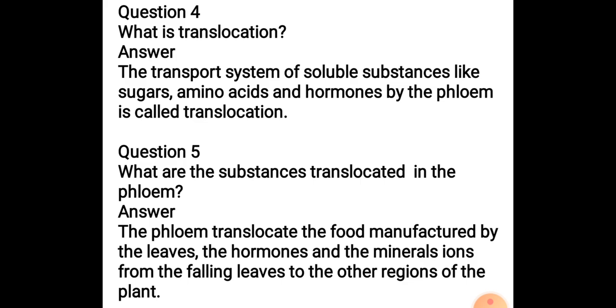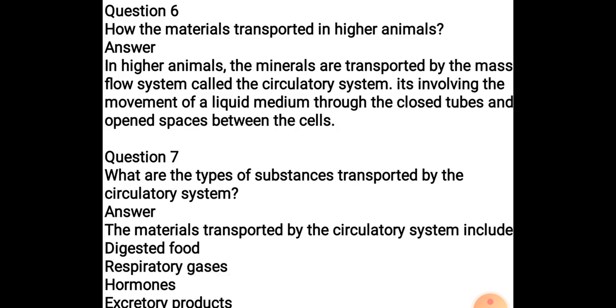What are the substances translocated in the phloem? The substances are the food manufactured by the leaves, then hormones, and mineral ions from the falling leaves to the other regions of the plant. So, these are the substances which are transported in the phloem.